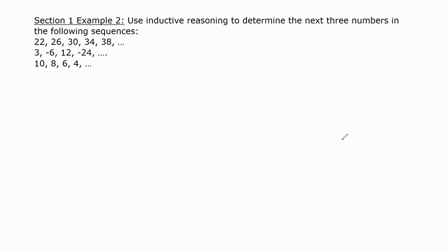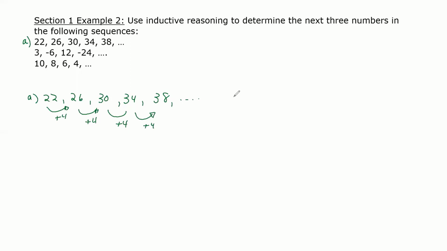Section 1, Example 2. Use inductive reasoning to determine the next three numbers in the following sequences. In sequence A, we have 22, 26, 30, 34, and 38. We're going up by 4, plus 4, plus 4. And the pattern will continue, so our answer will be 38 plus 4, 42, plus 4 is 46, and plus 4 is 50.